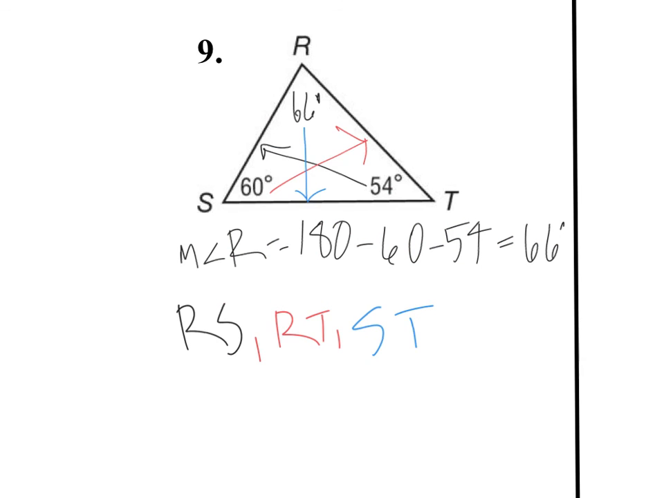So example 9 was a lot like example 7, and the missing angle is coincidentally the same measure of 66 degrees. But yeah, if you're given two angles, just subtract them from 180 to figure out the third angle, and then just put them in order. 54 is the smallest, 60 is the medium, 66 is the largest. So 54, draw a line from it. Opposite of 54 is SR. Draw a line from 60. Opposite of that is RT. Draw a line from 66. Opposite of that is ST.